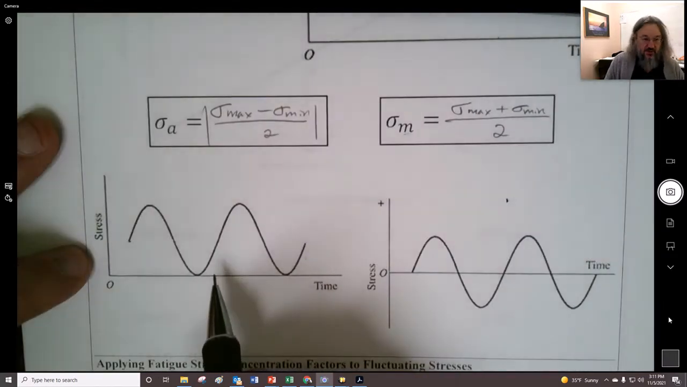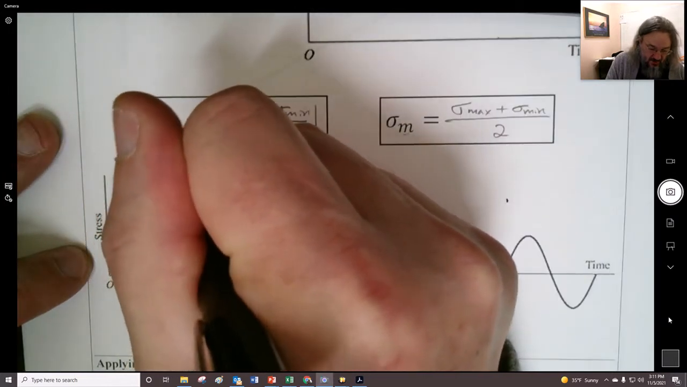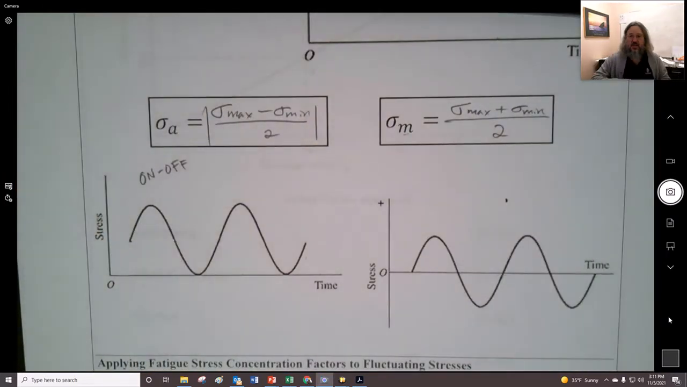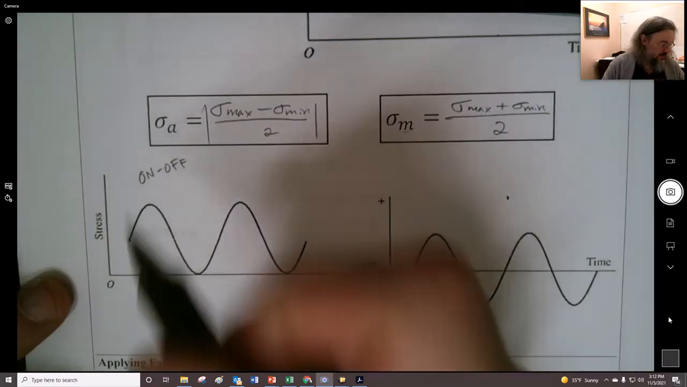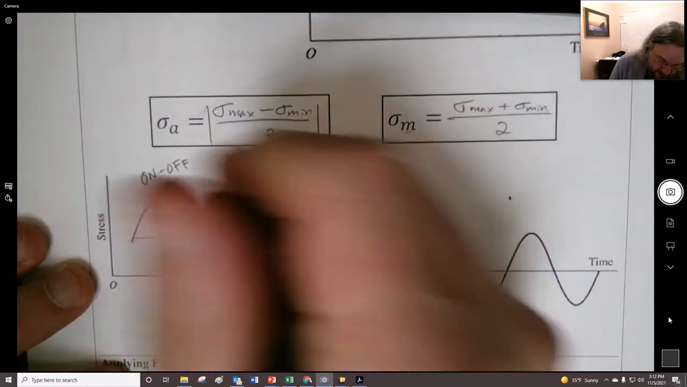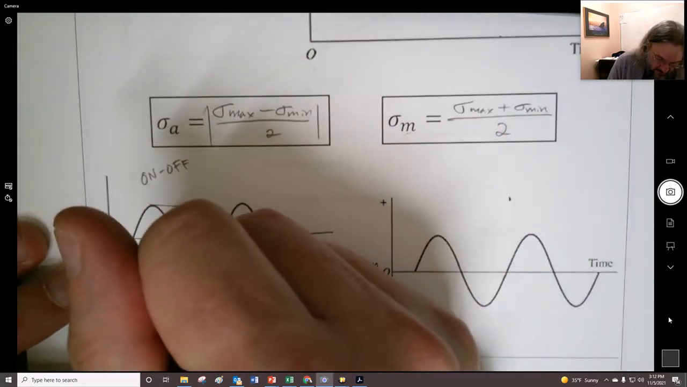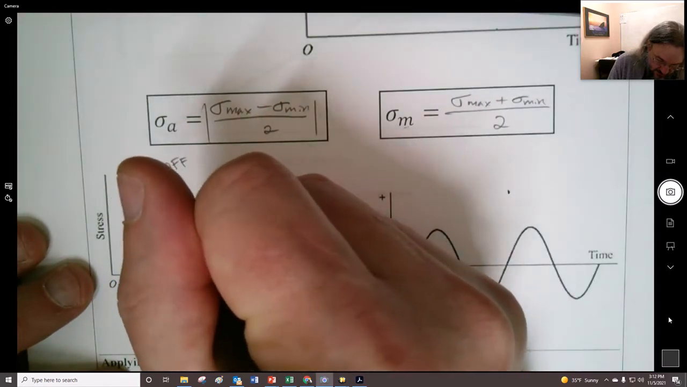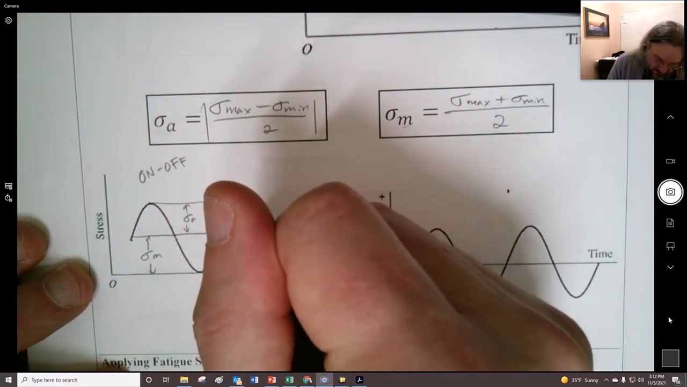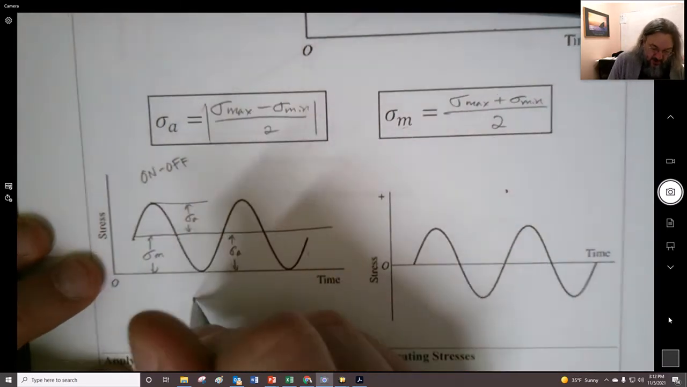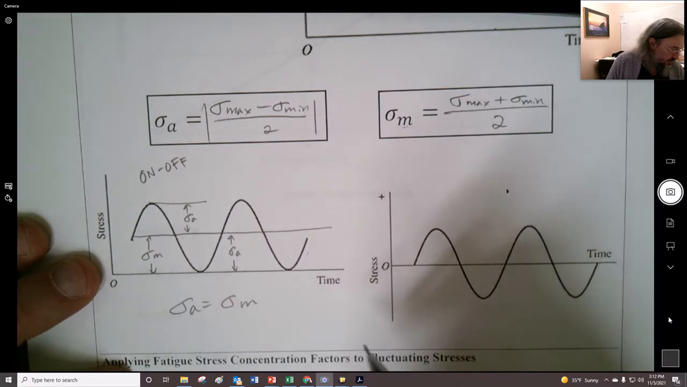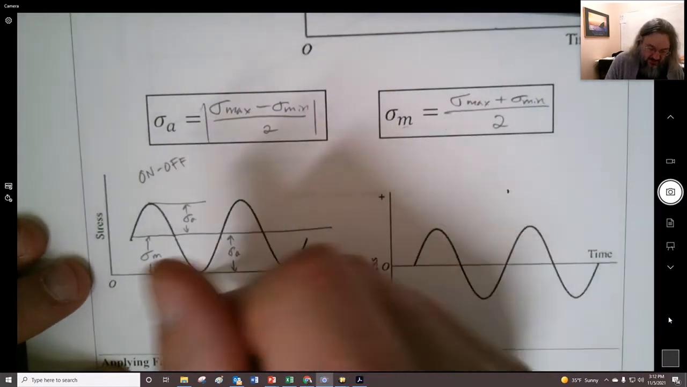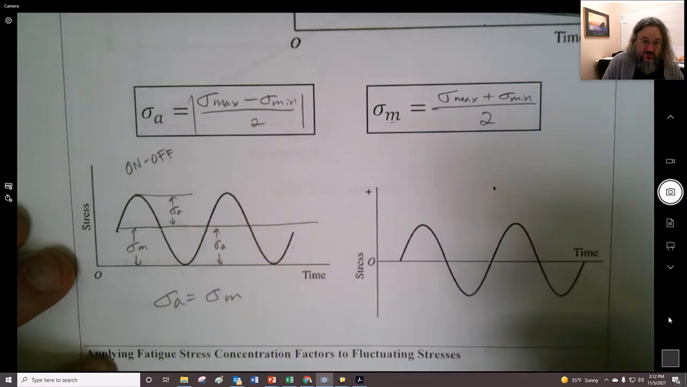We can have a special case here, and this is the special case of on-off. This is a bending that goes like this: bend, off, bend, off. And we'll see here that it turns out this is the mid-range, and this is the alternating. But this is also the alternating. So the alternating equals the mid-range in this one, and the minimum is obviously 0. So that's a special case.